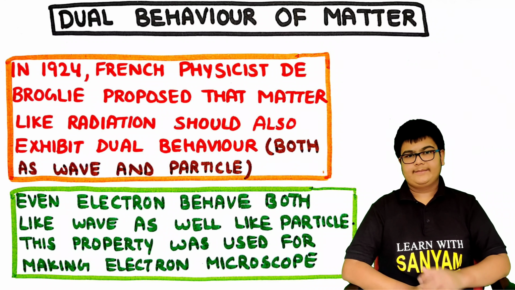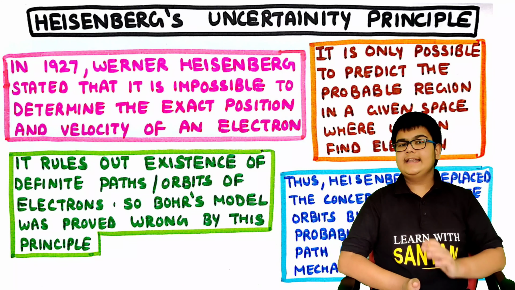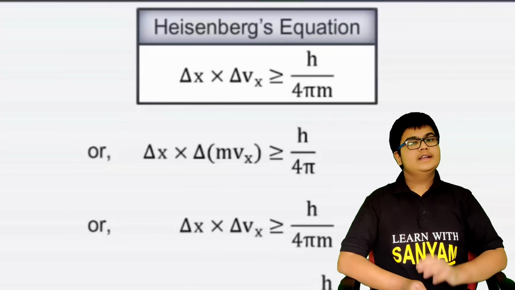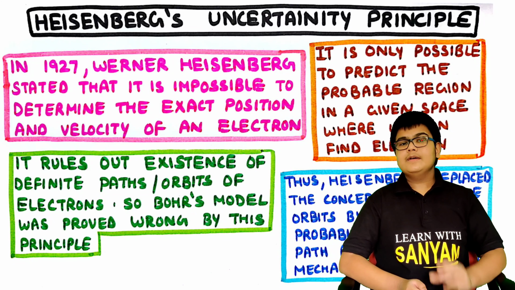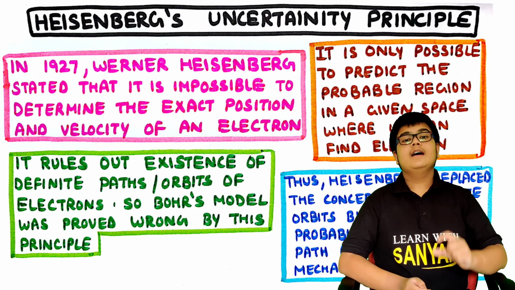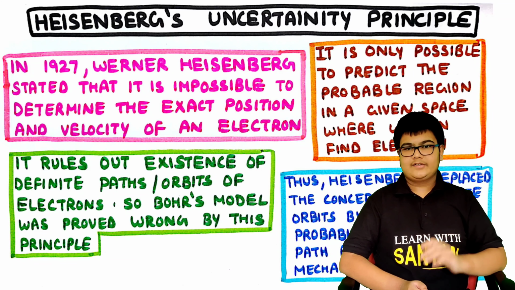And the second development that led to the formulation of quantum mechanical model of atom was Heisenberg's uncertainty principle. In 1927, Werner Heisenberg stated that it is impossible to determine the exact position and velocity of an electron. It rules out the existence of definite paths or orbits of electrons. So Bohr's model was proved wrong by this principle.